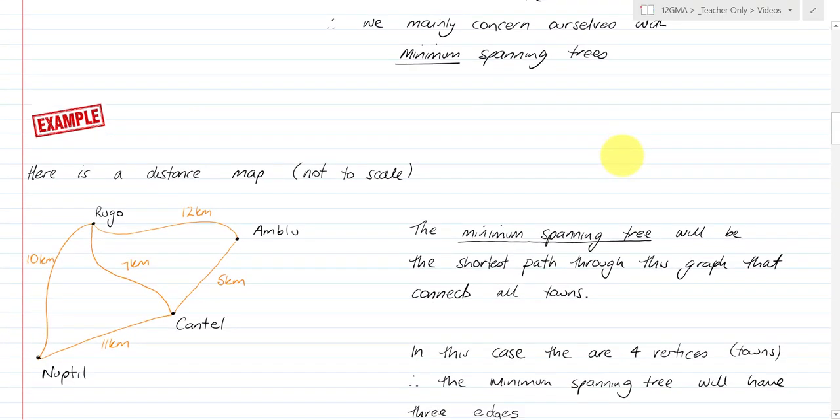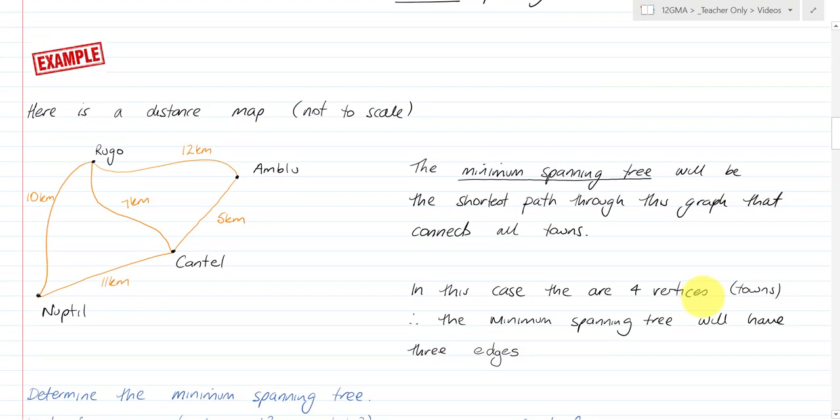So let's have a look at an example here. In orange, you can see that I've got 4 towns because I've got a distance map. They might be towns, they might be something else, but let's say that they're towns. And these 4 towns have got distances between them. They're connected by 5 edges.